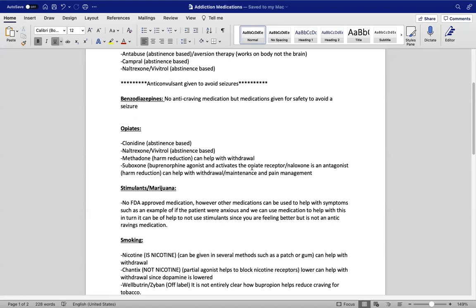What we think it's doing, it's basically helping to heal the brain quicker. Like Antabuse, this is used for abstinence-based, and when I say abstinence-based, I mean a couple different things. Number one, Antabuse does not ignite dopamine in the reward pathway, meaning it's not harm reduction. Camprol, same thing. It does not ignite dopamine in the reward pathway, meaning it is not harm reduction. Camprol is seen to work on the GABA receptors.